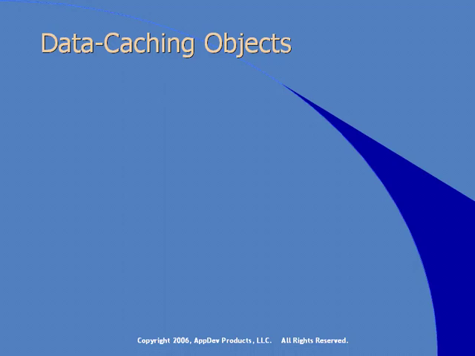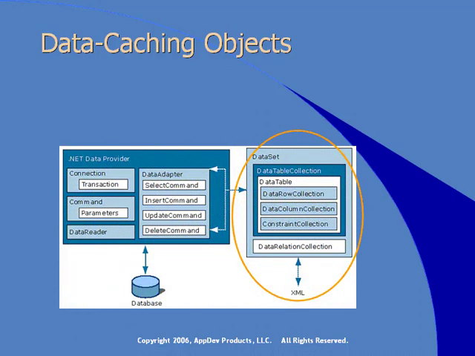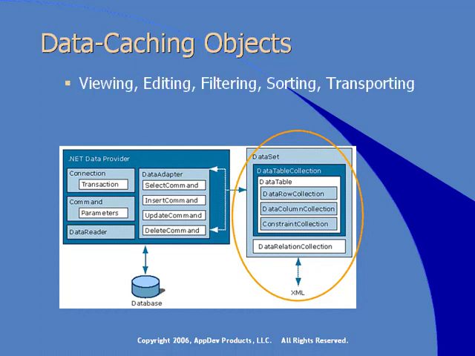Now, what sometimes are called the data caching objects are the objects that are used to work with data in a disconnected state. This is that set of objects that's over on the right side of our chart. And these are the objects that you're going to use for viewing, editing, filtering, sorting, and transporting the data around without having to be connected to the database.